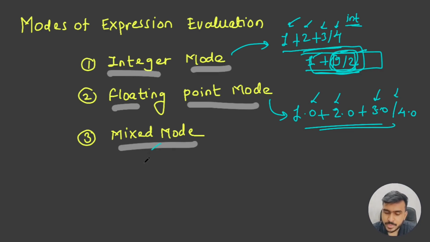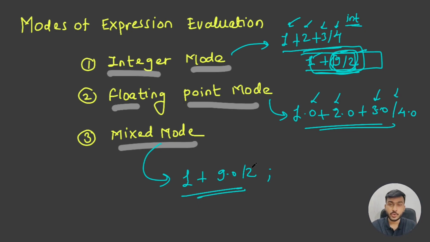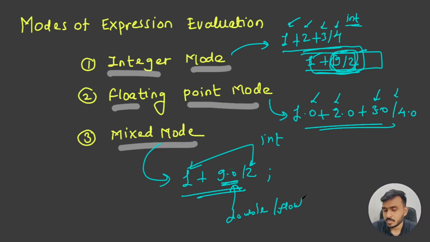And finally we have something called mixed mode. I'll give you an example of the mixed mode. For example, if you write 1 plus 9.0 divided by 2, this is the expression that we saw in VS Code. This expression is called a mixed mode expression. Why? Because if you observe, these two operands are of integer type, and this operand is of double or float type. So in this expression, the operands are of mixed type, and that's why this expression evaluates in the mixed mode of evaluation.